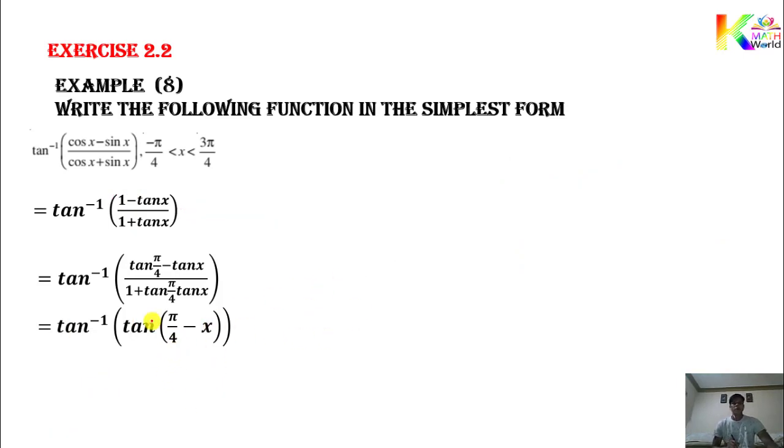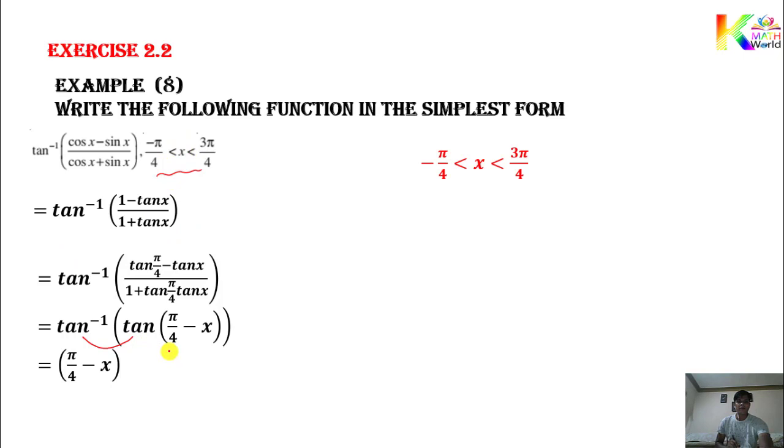So now both are inverse of each other, and as we discussed, no need to check the condition in exam. Whatever you get, you can put directly as the answer. What is the answer you got now? Pi by 4 minus x. And if you want to check the condition, then how to check it? This is the condition given: minus pi by 4 less than x less than 3 pi by 4.